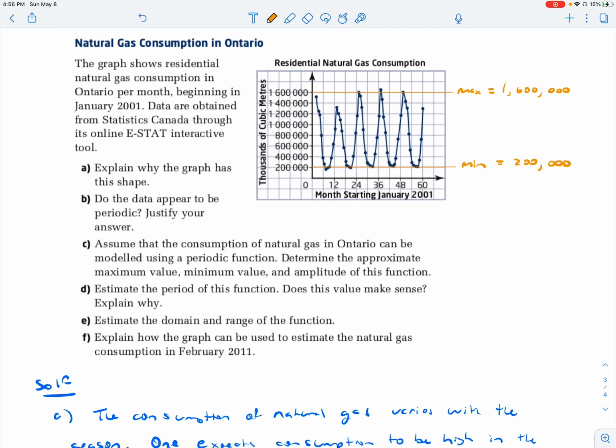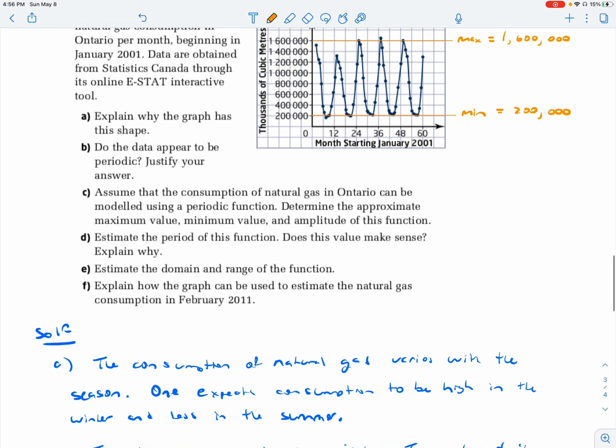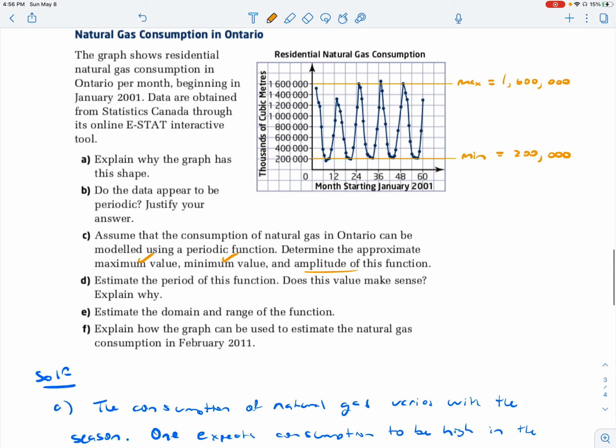All right, so that's the max value, the minimum value. Now we just need the amplitude. A great way to find the amplitude is to do max minus min over 2. That's what I've done in the last few examples. So 1.6 million minus 200,000 over 2. That's going to be 1.4 over 2, which is about 700,000.